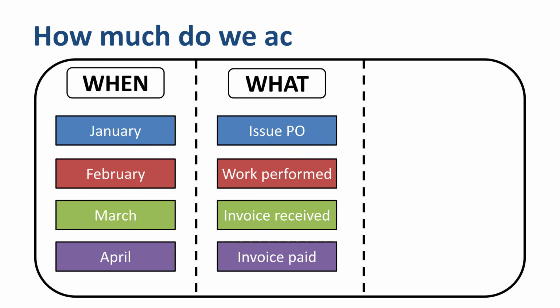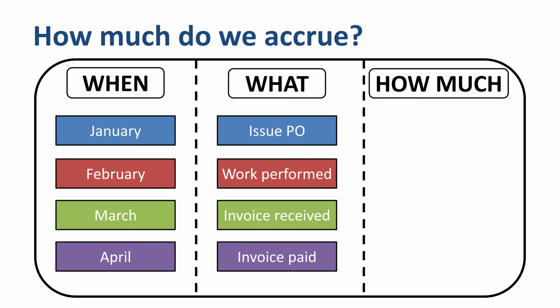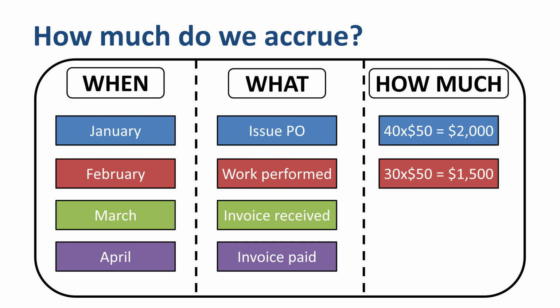Now that we have figured out that we need to make the expense accrual in February, how much money do we need to accrue? When the purchase order was issued, we expected the maintenance work to take 40 hours and the rate per hour to be $50 for a senior engineer, which makes for a total amount of $2,000. When the work was performed, we signed off on timesheets for 30 hours, expected the rate per hour to be $50 per the information in the purchase order, which makes for a total amount of $1,500.